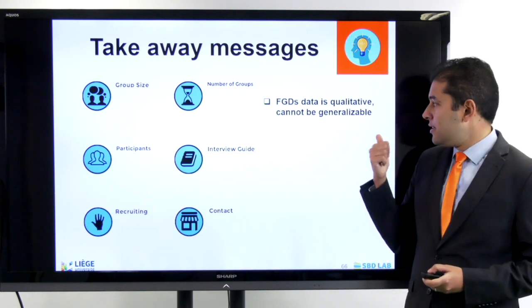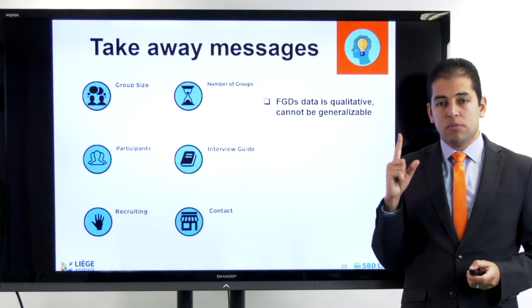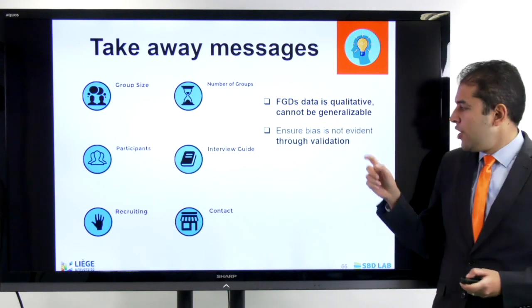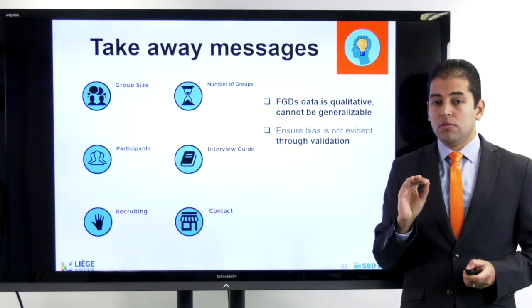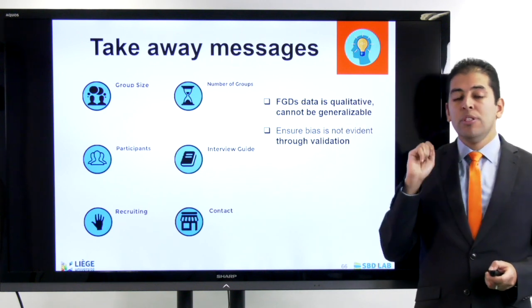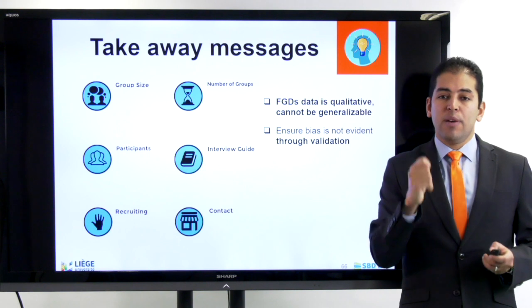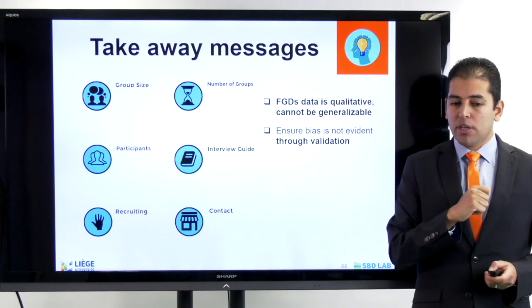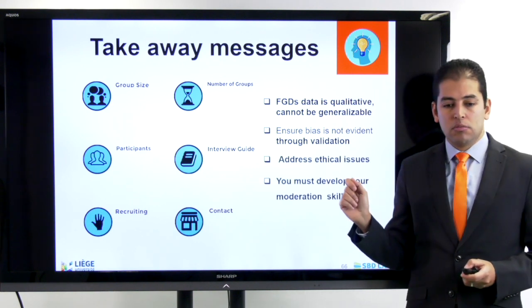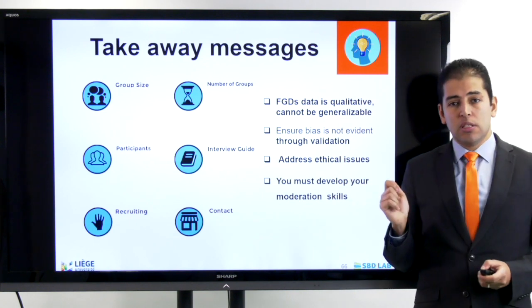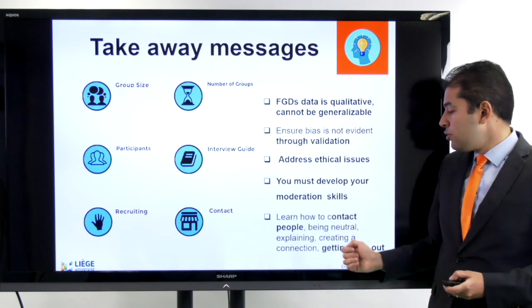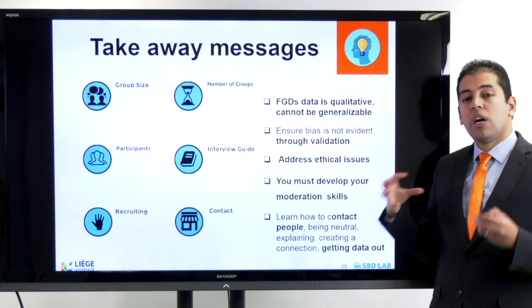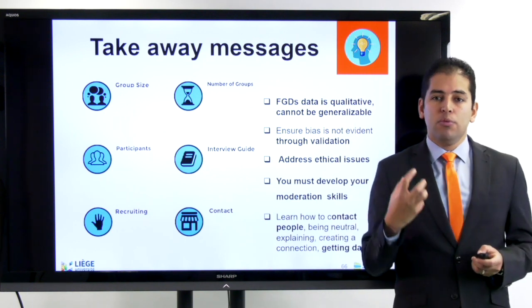Focus group discussion data is qualitative and cannot be generalizable, number one. But it is rich and it provides a lot of information in a short time. Ensure bias is not evident through validation. All the validation items we talked about, you need to master them. You need to read several journal papers that used focus group discussion as a method and learn from them how they validated their work. Address ethical issues. You must develop your moderation skills, very important, and learn how to contact people. Being neutral, explaining, creating a connection, and getting data out. These are all skill sets that you will need when you do focus group discussion.